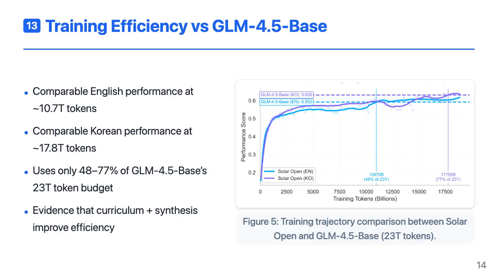To test whether their curriculum and synthetic data strategy actually help, the authors compare SolarOpen's training trajectory to GLM 4.5 base, a similar scale model trained on 23 trillion tokens. On English benchmarks like MMLU, MMLU Pro, and HellaSwag, SolarOpen reaches GLM's performance at around 10.7 trillion tokens. On Korean versions of those benchmarks, it matches GLM at about 17.8 trillion tokens. That's only 48% and 77% of GLM's total token budget, respectively, suggesting that a well-designed bilingual curriculum plus targeted synthetic data can significantly improve training efficiency.